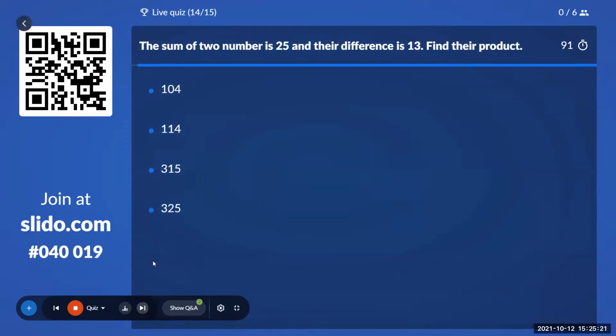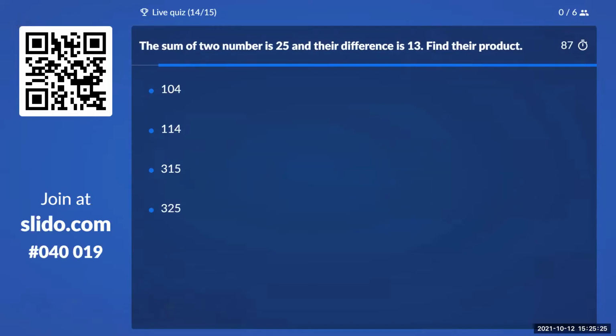Last but one question. The sum of two numbers is 25 and the difference is 13. Find the product. It's very simple, guys. You have a plus b is 25 and a minus b is 13. You have to find A multiplied by B. Okay, guys, hurry up. This is a pretty simple question. You should be able to solve it even without using paper and pen.